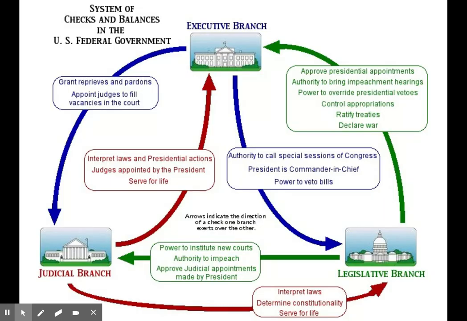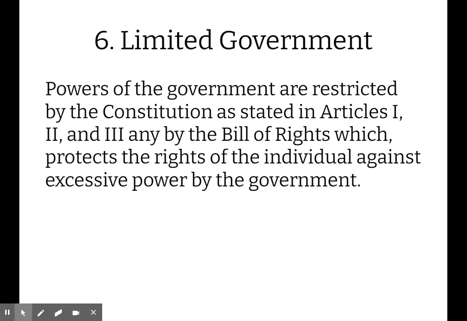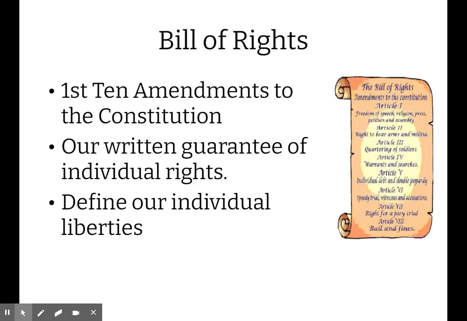Here are some examples of the way that our different branches check each of the other branches. Limited government just means that the government is going to be limited in order to protect individual liberties and prevent our government from becoming too powerful. And then the Bill of Rights are the first 10 amendments in the Constitution, a written guarantee of individual rights that defines our individual liberties.